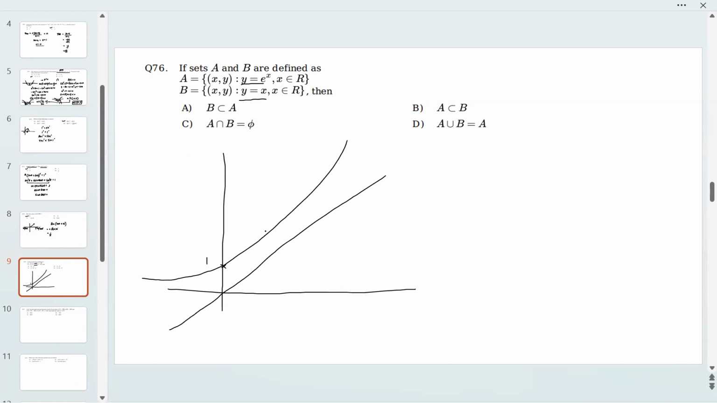Okay, so as we can see, there is no intersection. This is the graph of y equals e raised to x, and this is the graph of y equals x. There is no intersection between the two. No intersection means there is no common region between these two. And since there are no common points, the answer will be that the intersection is a null set. If there were points of intersection, then A intersection B would not have been a null set. But since there is no point of intersection, it is a null set. I hope you know these two graphs, the exponential graph and the straight line graph y equals x.